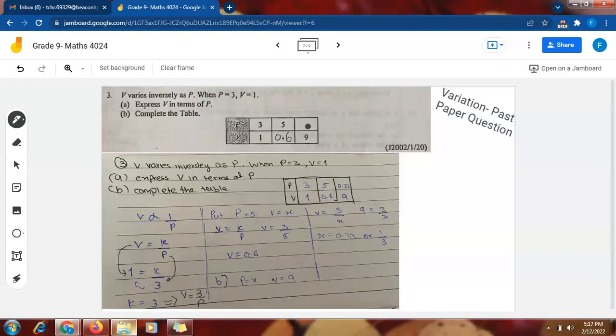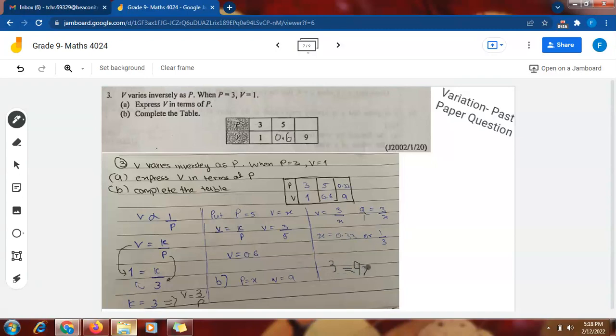Now I have to find the value of P in the second part. Again, I will use the same equation, V is equals to 3 upon X. In place of P, I have written X because I have to find the value of X. Now in place of V, the value is 9. So I have written 9 is equals to 3 upon X. Now I have to find the value of X, and I know that there is an equals to sign, so I will cross multiply. So 9 will be multiplied with X and 3 will be multiplied with 1. So 3 times 1 will be 3, and 9 multiplied by X will be 9X.